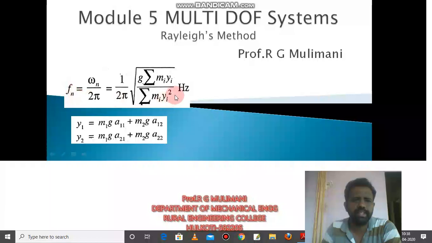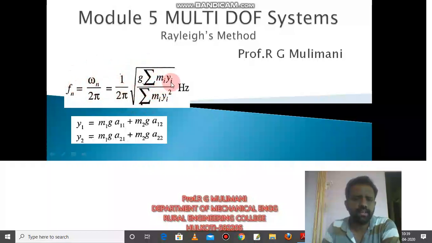Fn means frequency in hertz, and omega n is the frequency in radian per second. Omega n is 1 by 2 pi square root of g times the summation of mi yi, where m is the masses for the 3 degree of freedom system, m1, m2, m3, and y is the deflection at point 1, point 2, point 3, so y1, y2, y3. We are using this equation to find the natural frequency of the system.